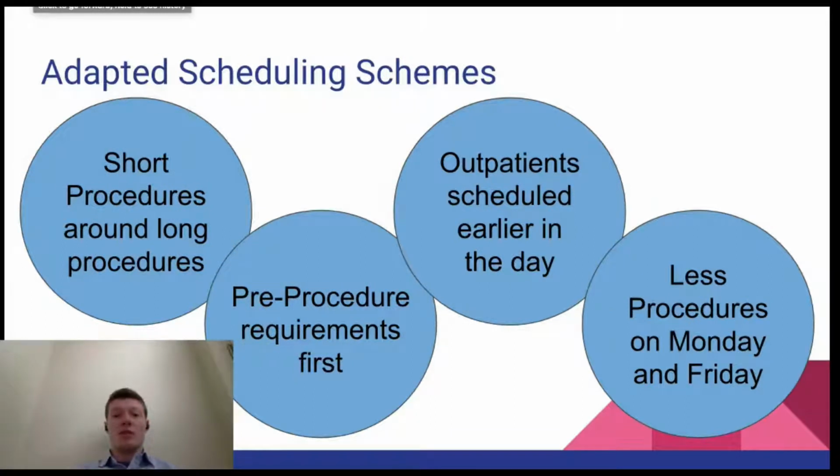Those scheduling schemes included short procedures around long procedures, where we would set longer procedures farther apart with shorter procedures around them to limit the overlap of these big procedure slots. The next complex scheme was pre-procedure requirements first, meaning procedures with any kind of necessary steps preceding the procedure, such as sedation, would get prioritized for earlier in the day. Next, we created a scheme based on scheduling outpatients for earlier in the day to help mitigate the fluctuation associated with their arrival times. The last scheme tested was organizing a schedule to include fewer procedures on Mondays and Fridays to allow for some buffer when patients get added quickly to compensate for the weekend.